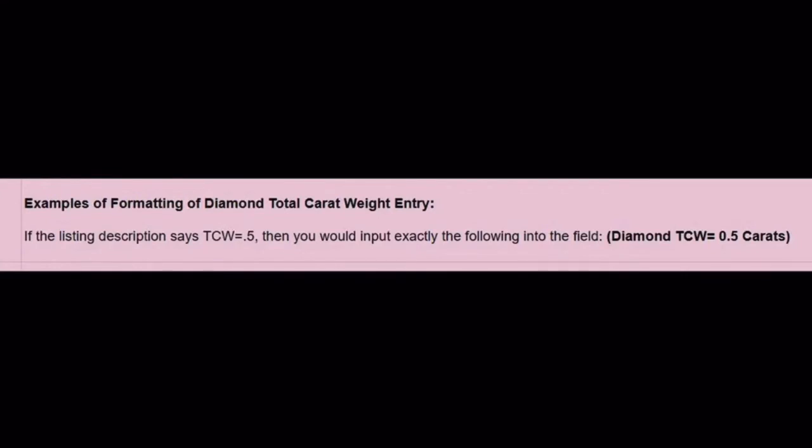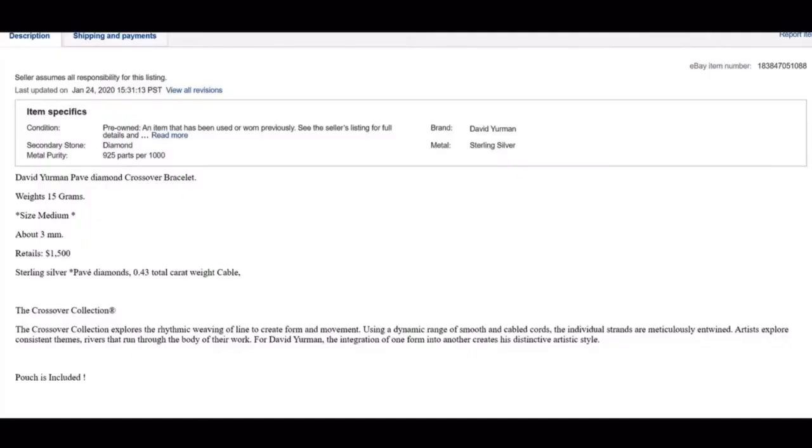So then you would input that exactly as follows on the screen. Open parentheses, diamond, TCW equals, and then it said 0.5 carats, so you'd input 0.5, then the word carats and close parentheses.